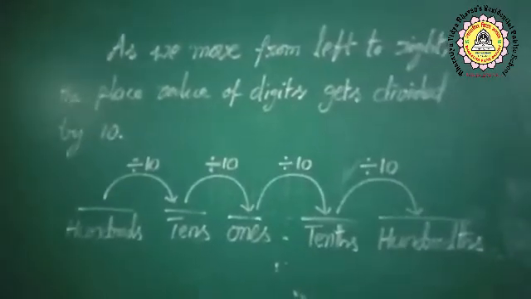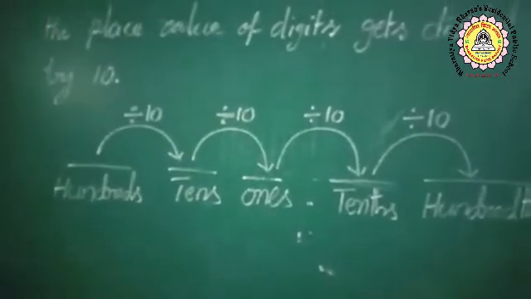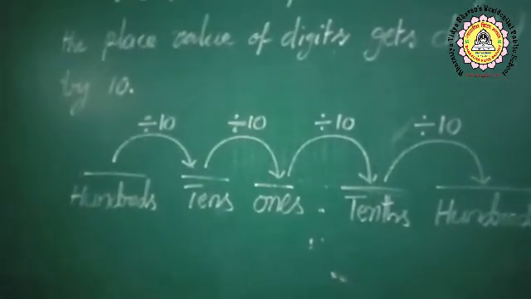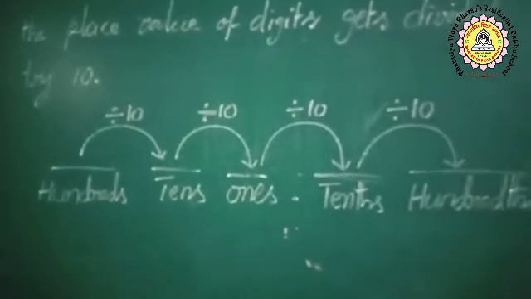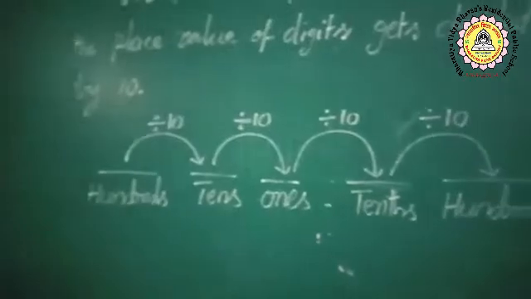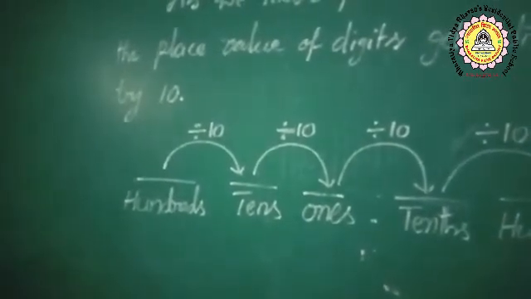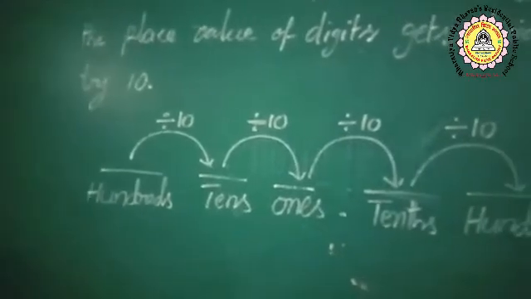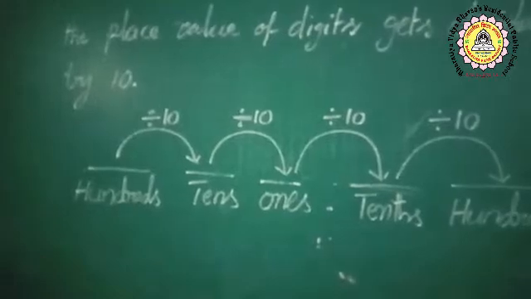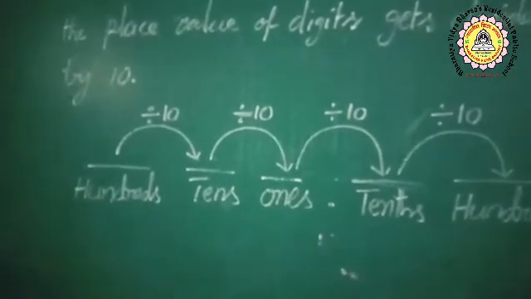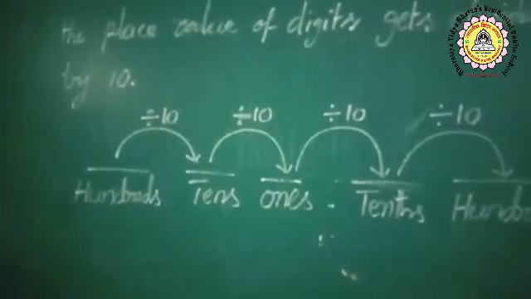Now just observe this one. What I wrote here, hundreds, tens, ones, that is the whole number part. And to the right side of the decimal point, the tenths place is there and the hundredths place is there. See, everywhere you can observe one thing. Divided by 10, I wrote everywhere. And that divided by 10, how did I write it? Hundreds to tens. The arrow is showing from hundreds to tens.